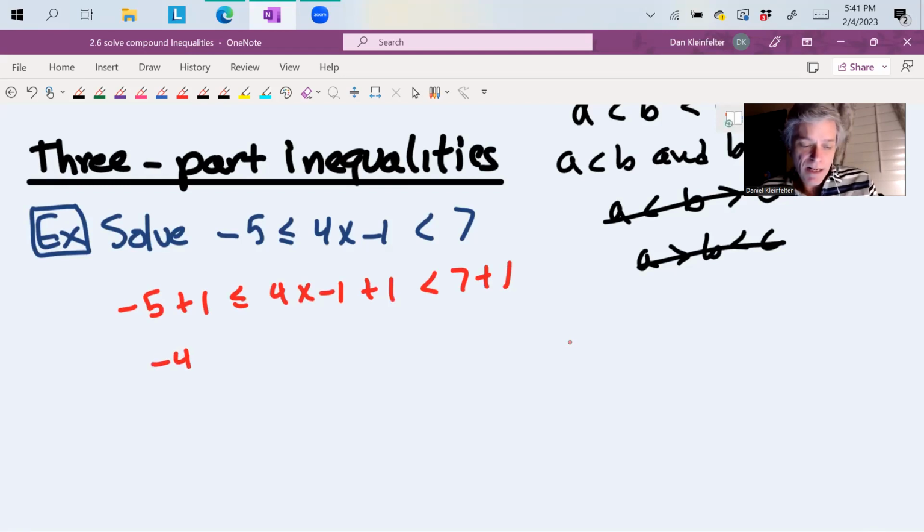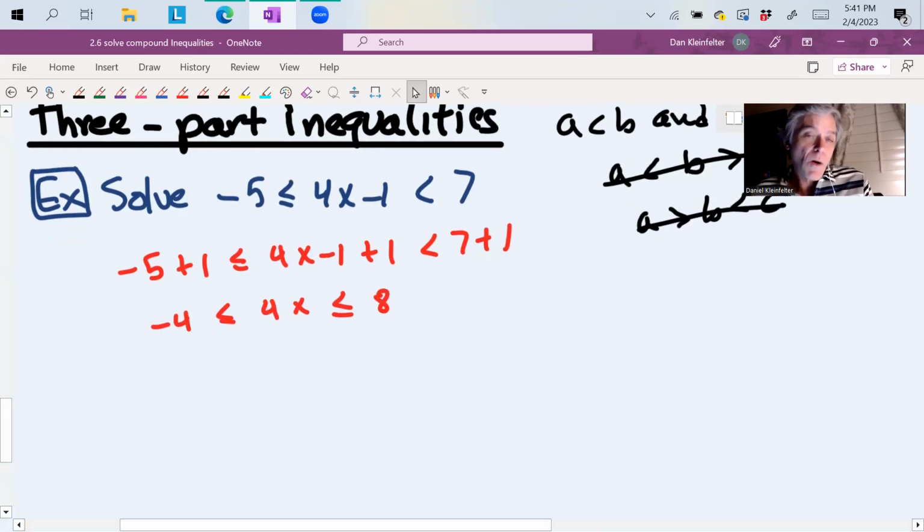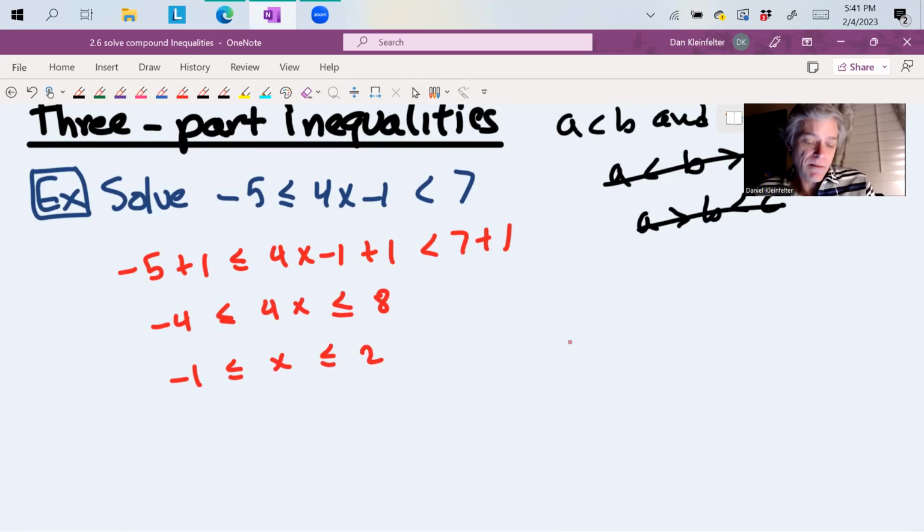-5 plus 1 is -4. 4x minus 1 plus 1 will just be 4x. And then 7 plus 1 will be 8. All right, now we're going to divide all the way across by 4. So that will give us -1 is less than or equal to x is less than or equal to 2. So our x values fall between -1 and 2. And so that will be our final answer.